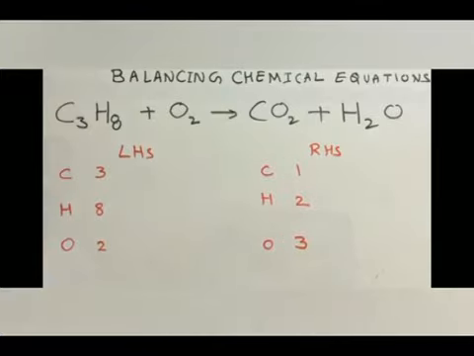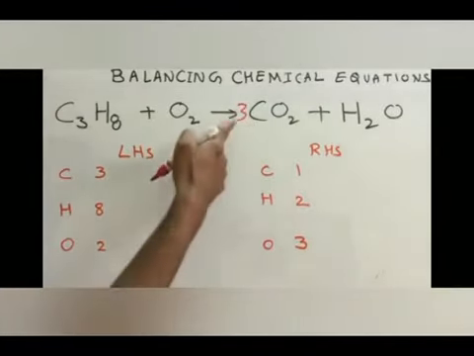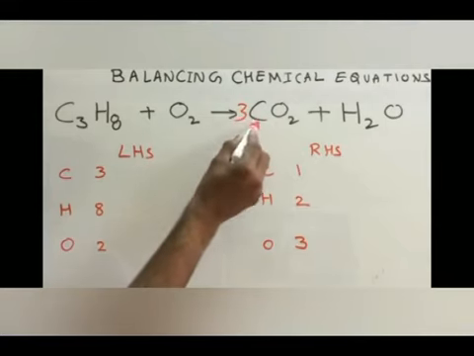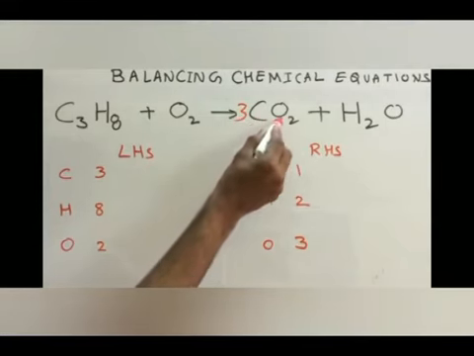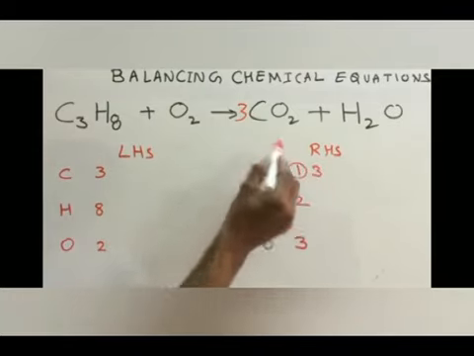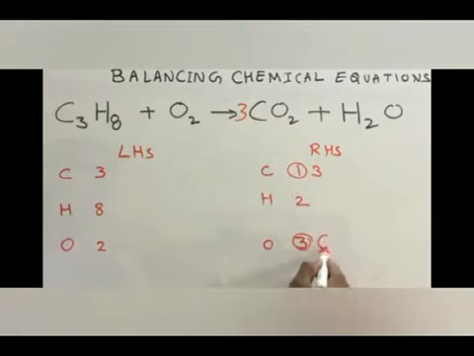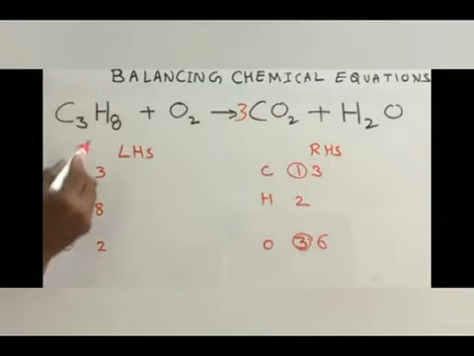We multiply on RHS. In the coefficient place 3. Now 3 carbon. Carbon became 3. Oxygen became 6. So 1 made it as 3. 3 carbon. At the same time oxygen became 3 2s are 6. Okay, now carbon is balanced.